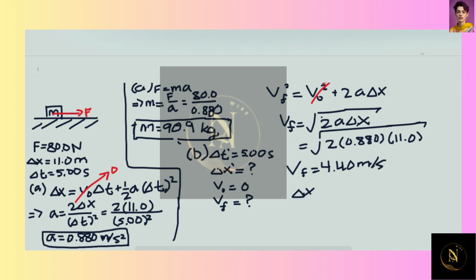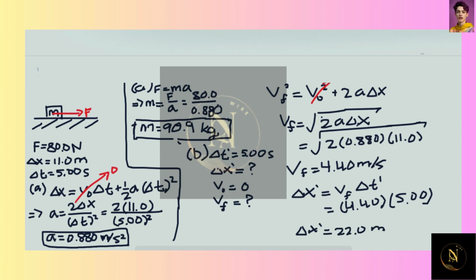And then we can solve for that interval because it's now moving at constant velocity since the force is no longer being applied. We just multiply the velocity it's moving at by that time interval. So that's 4.40 being multiplied by 5 seconds. So that gives us a length interval of 22.0 meters to 3 significant figures.